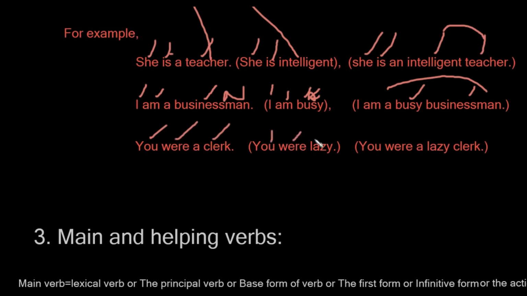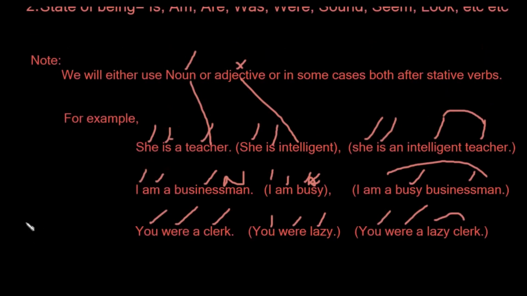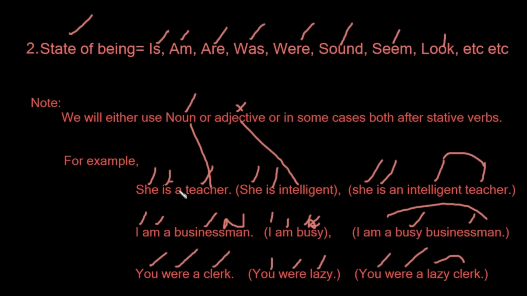You is the subject, were is the stative verb. Lazy is an adjective, but I can use both of them together, like you were a lazy clerk, both adjective and noun. I can use both of them. So that was all about the state of being, and they will show situation.